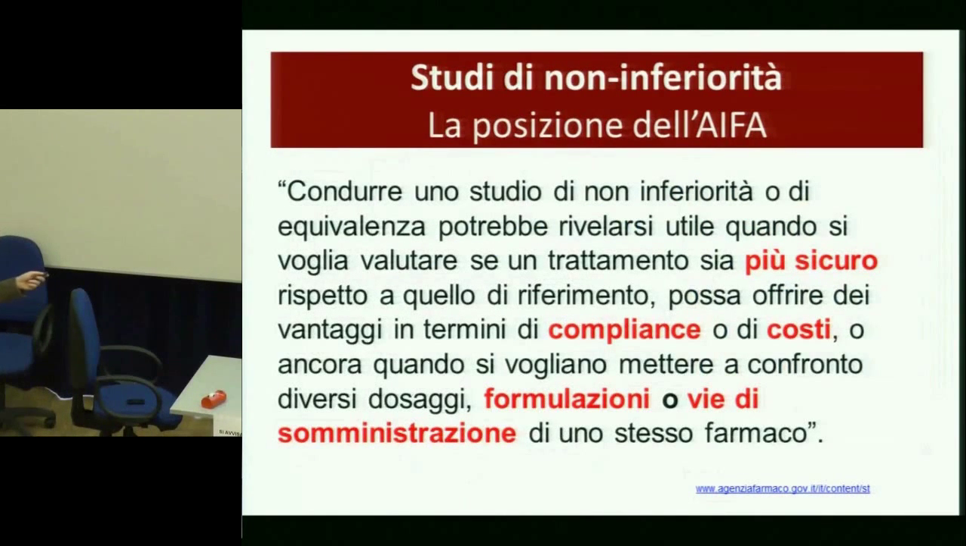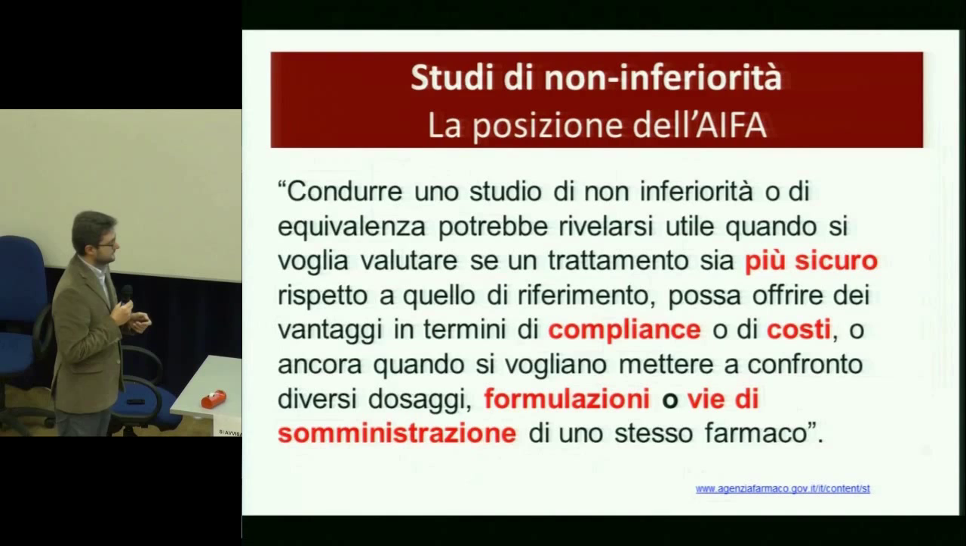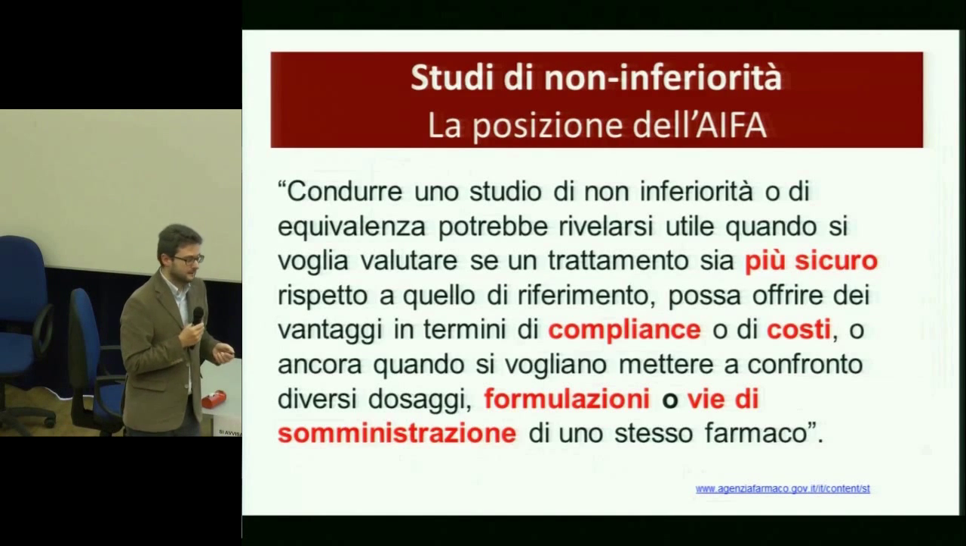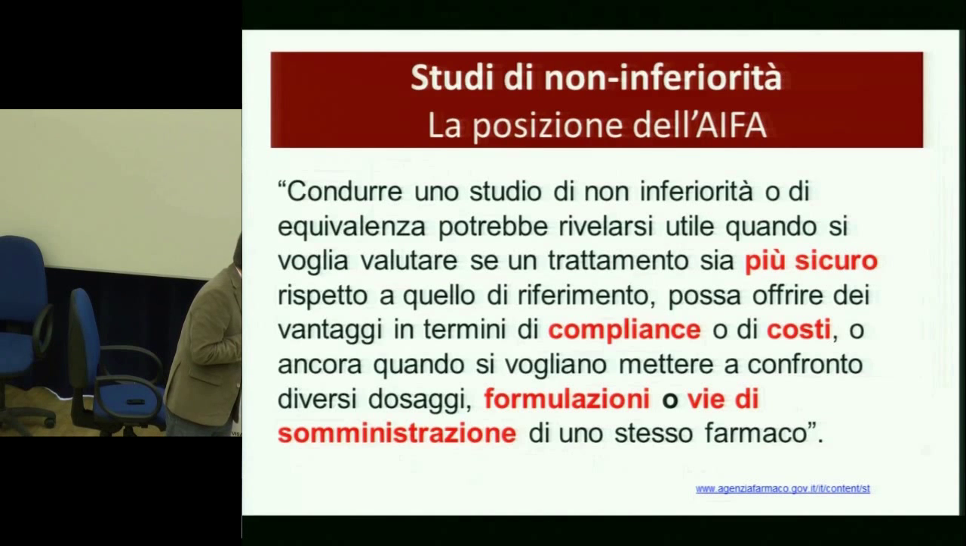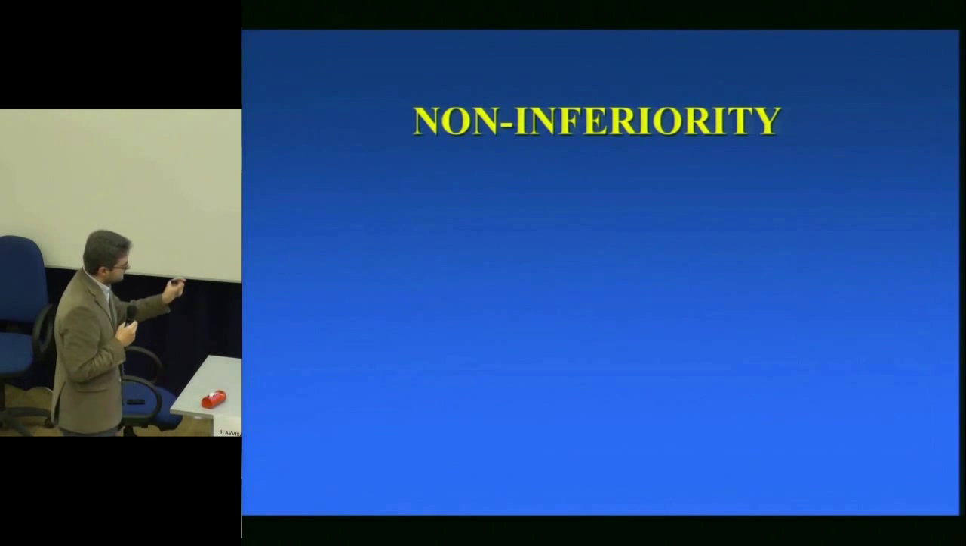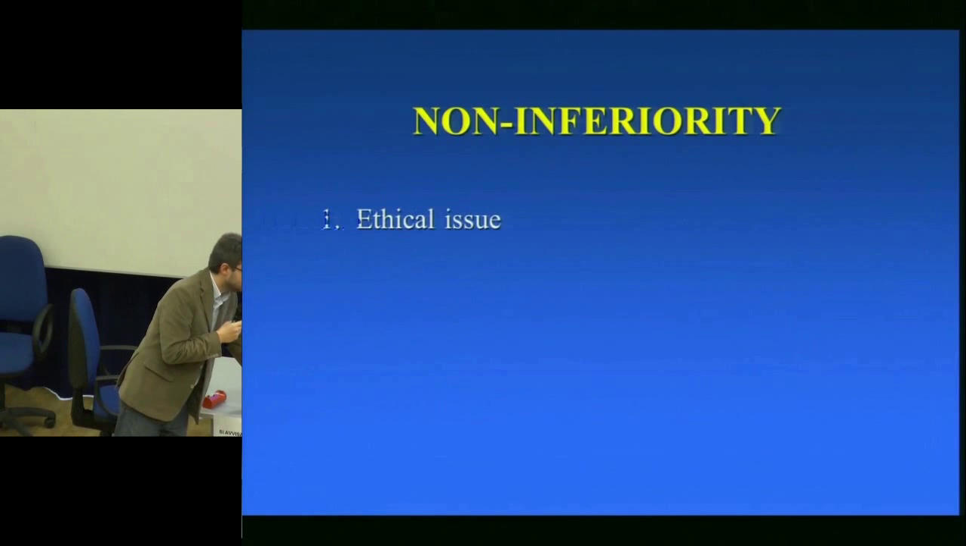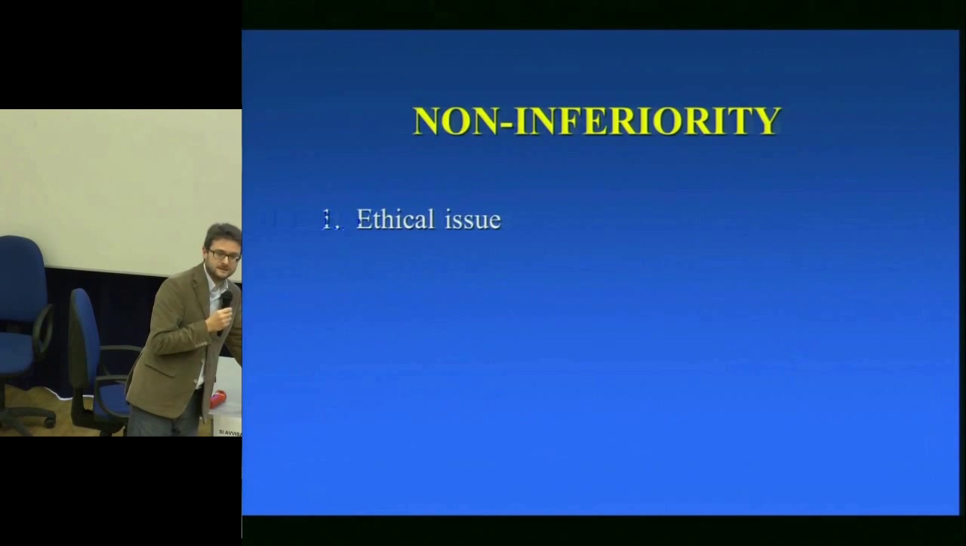And that's the position of the Italian regulatory agency about non-inferiority trials. They say the researcher can use this trial design if a treatment is safer, or there is an advantage in compliance, cost, or formulation, or something like that. I'm not sure that all these advantages justify a non-inferiority trial, but for the case of tuberculosis, I was for the UK physicians. But non-inferiority is not only an ethical issue. It's also a statistical issue.